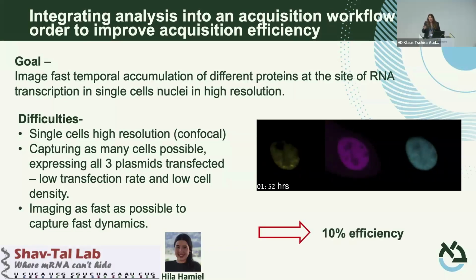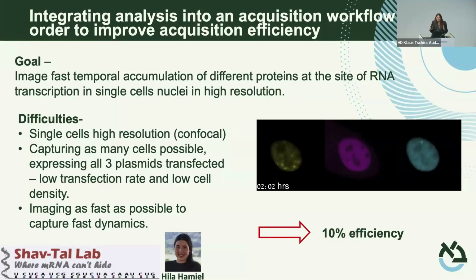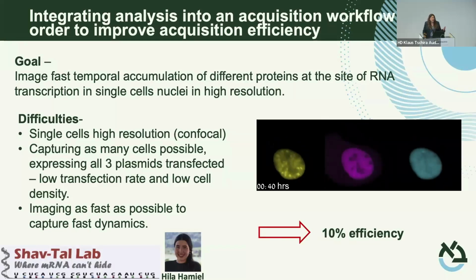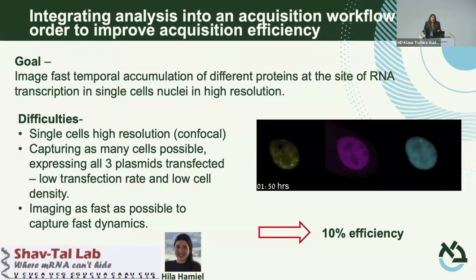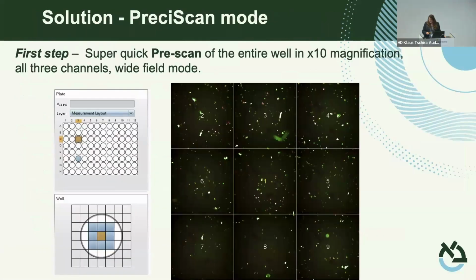So how do we do that? In the conventional method, we just used to randomly select fields. Some did have the positive cells, some were totally empty, didn't have any cells, and in the end, we got maybe 10% efficiency. That means that most of the fields that we acquired were just useless. They didn't have any cells, or they had cells that weren't transfected with all 3 colors. So in the system, we can now use a mode that is called PreciScan.